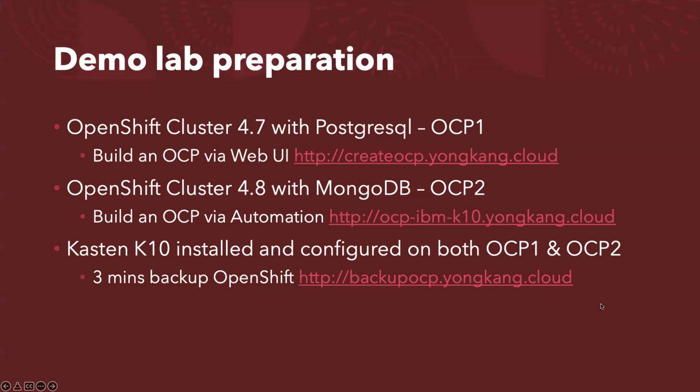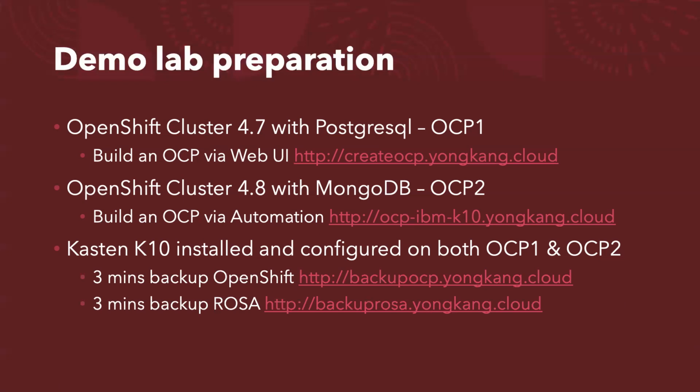Backup ocp.yongkang.cloud. And the other one is 3 minutes to back up ROSA, that's Red Hat OpenShift Service on AWS Cloud. Back up ROSA, also about 3 minutes. And we're going to complete the backups, including installing Kasten K10, etc.